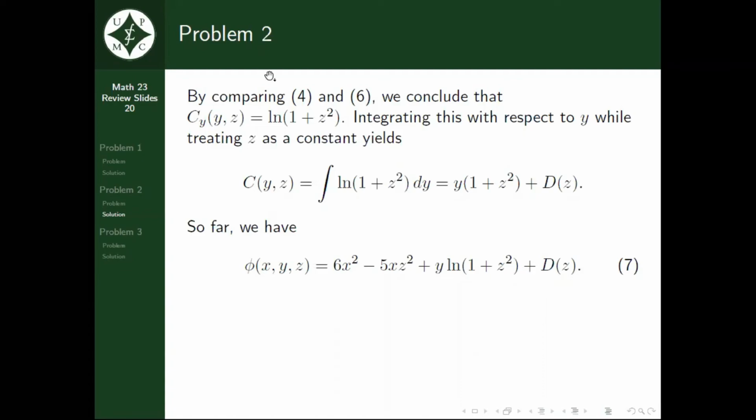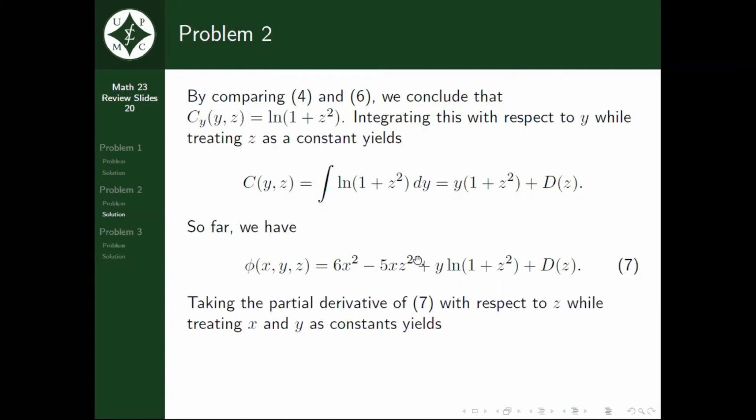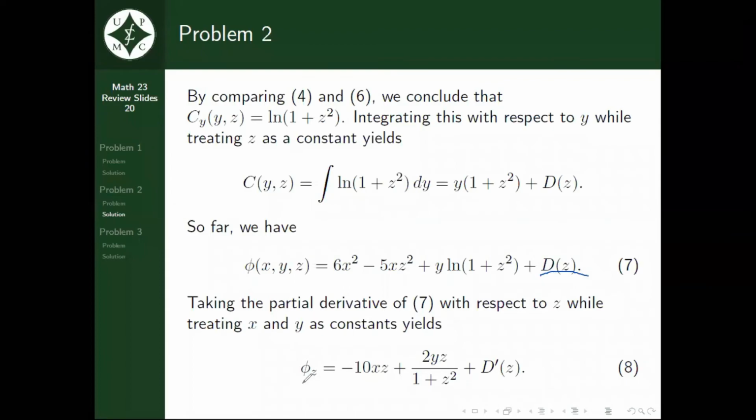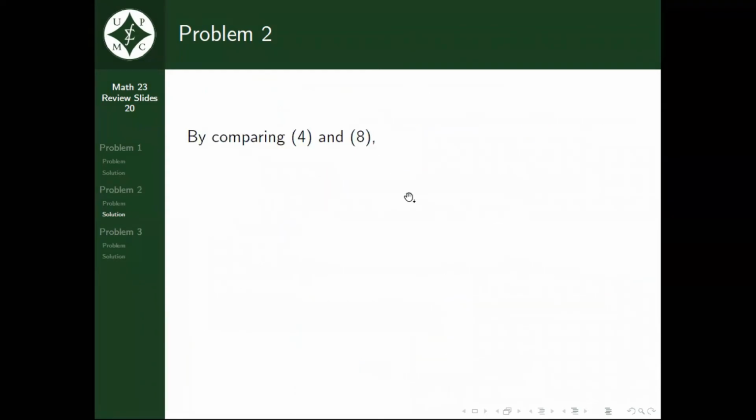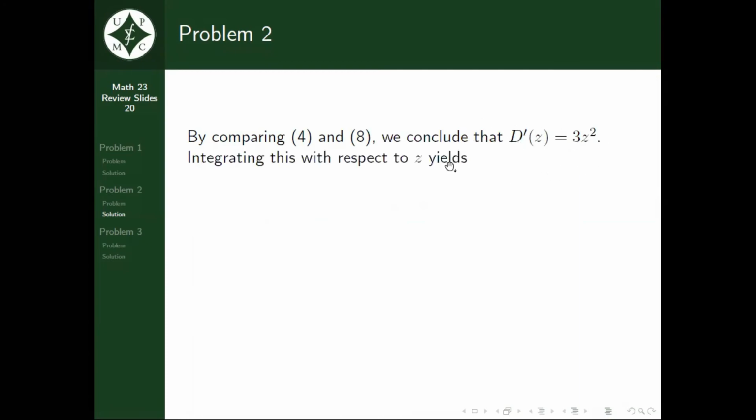Okay? And then di pa natin nagagamit yung partial derivative of phi with respect to z. So let's partial differentiate with respect to z. So this will yield this one, okay? Prime, pwede ng prime notation kasi this is a function of z, and we partial differentiated with respect to z. Okay? Match lang naman. And then by comparing, we obtain d prime of z equals 3z squared, and by undoing the process, we get z cubed plus k for any constant k.